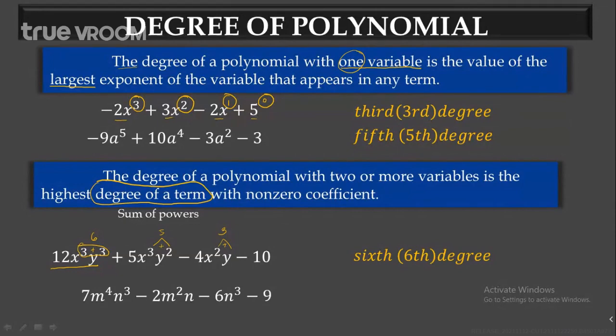Who can identify the degree of this polynomial? What is the degree? 7. Very good. So 7th degree. So this is 7. This is 3. And this is 3. So they are the same, but the highest is 7. So 7th degree. Do you understand about degree of a polynomial? Understood? Yes. All right.